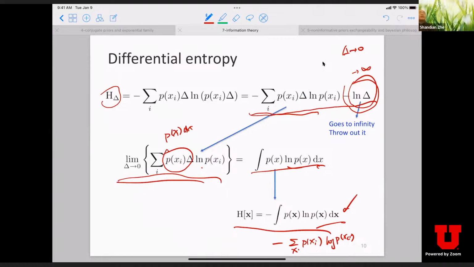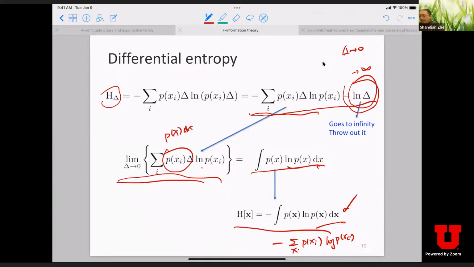But if you want to be consistent with the original definition of entropy in the discrete case, any continuous random variable actually contains an infinite amount of information. Any questions so far?